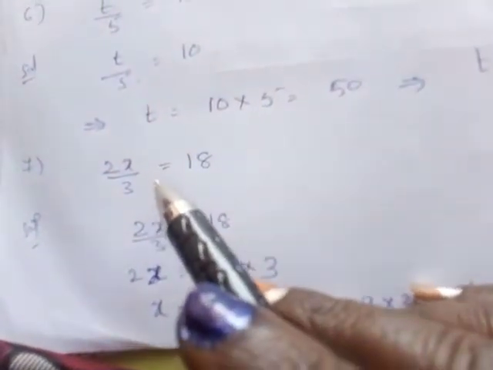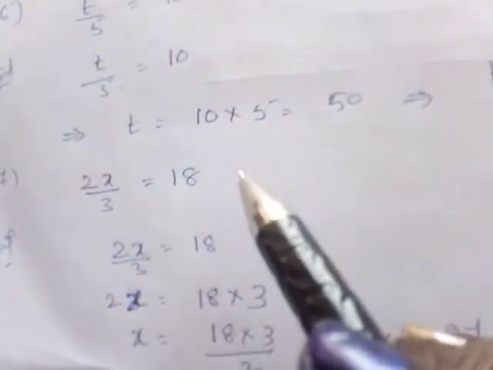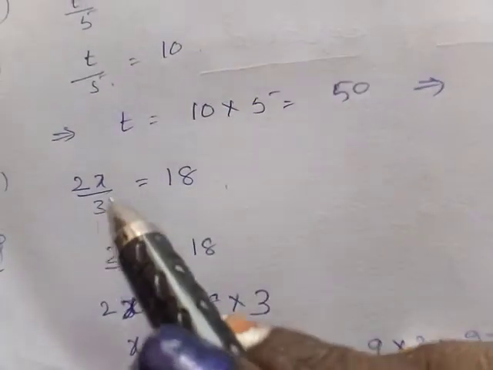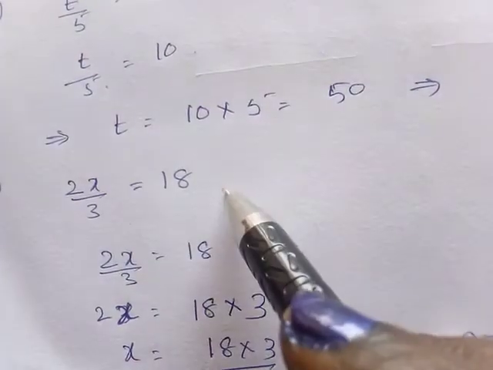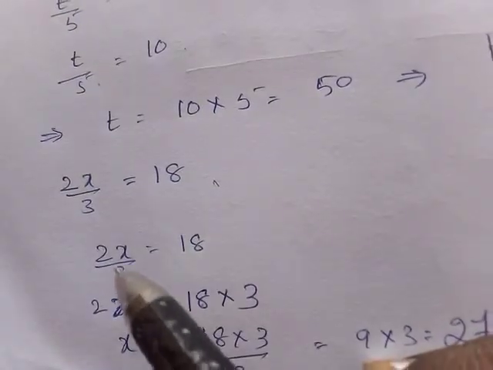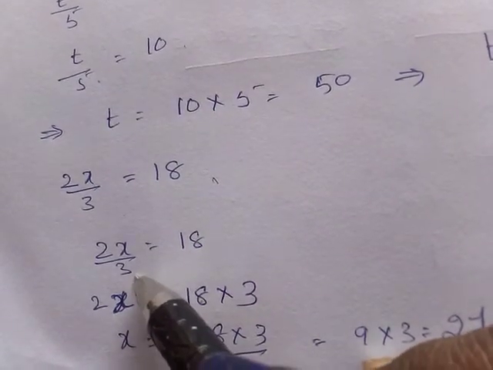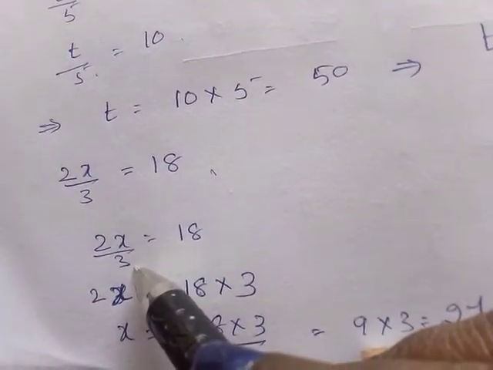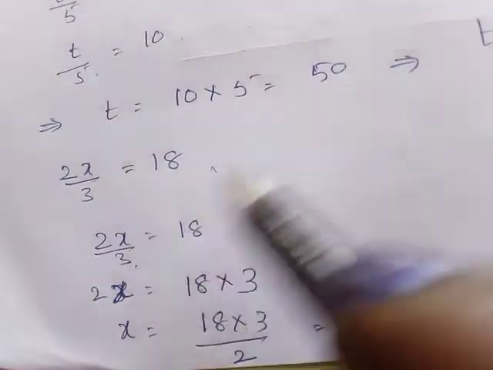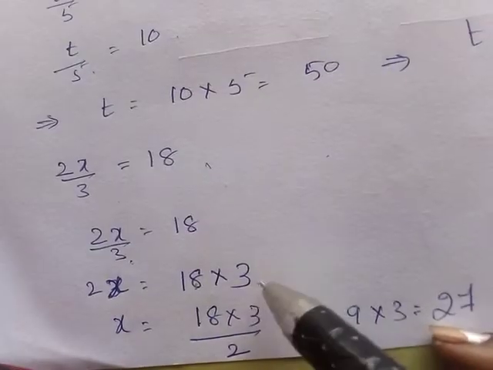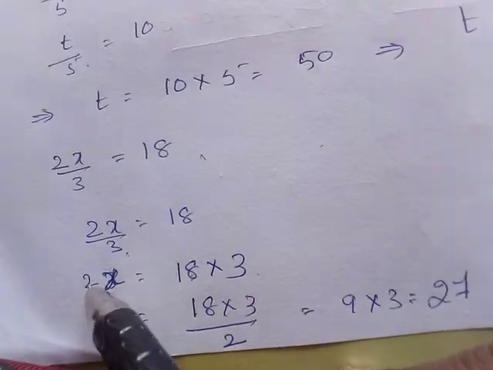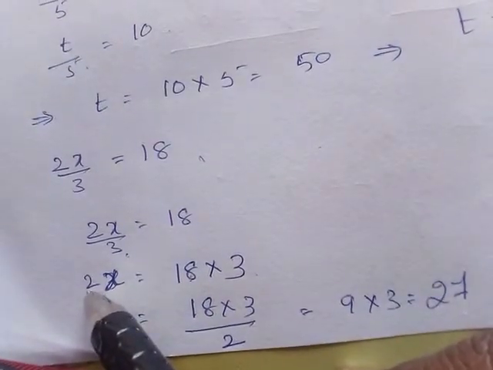Next, 2x by 3 is equal to 18. Now this 3 is dividing here. So I am sending this to that side. If it is dividing, when it goes to that side, it multiplies. So 18 into 3. Now what is remaining here? 2 is remaining. This 2 also is not needed.